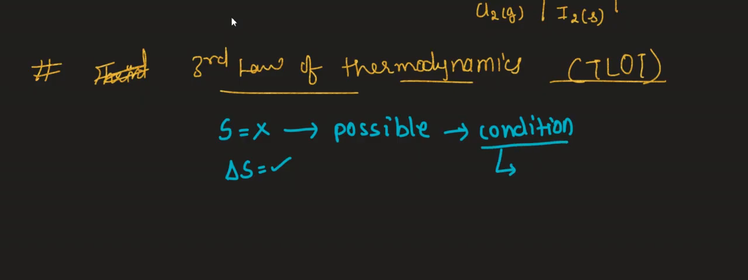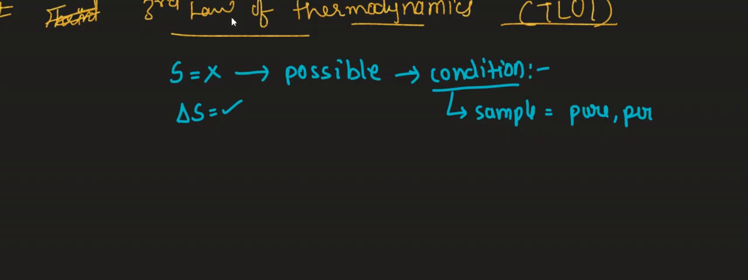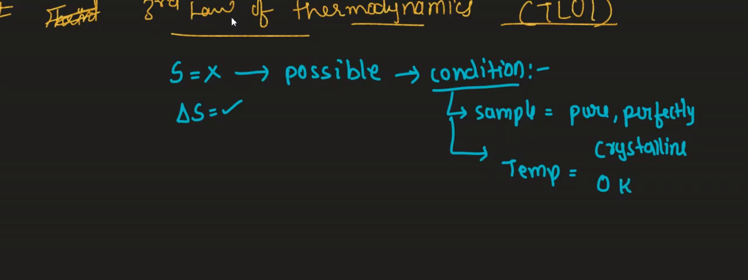And what is that condition? Whatever sample we are taking, that sample must be a pure, perfectly crystalline substance. The first condition is that the sample must be pure and perfectly crystalline. Next, at what temperature should the substance be? The temperature must be 0 Kelvin.